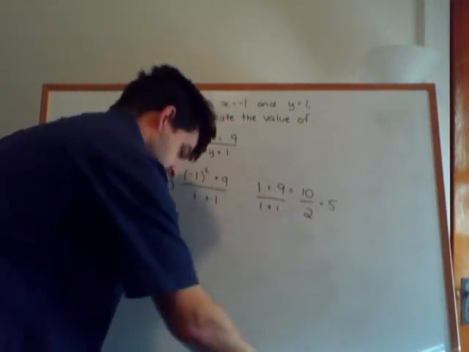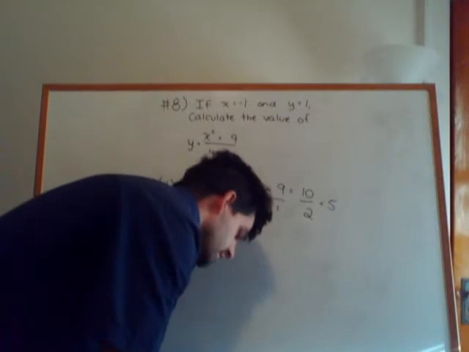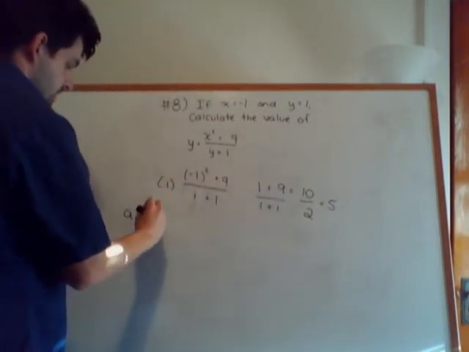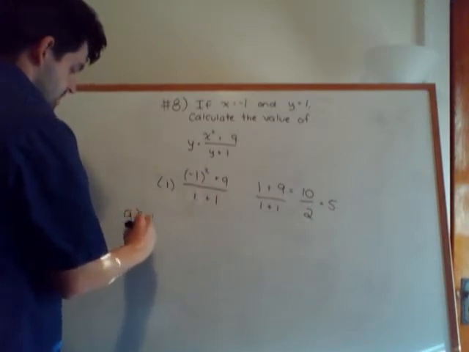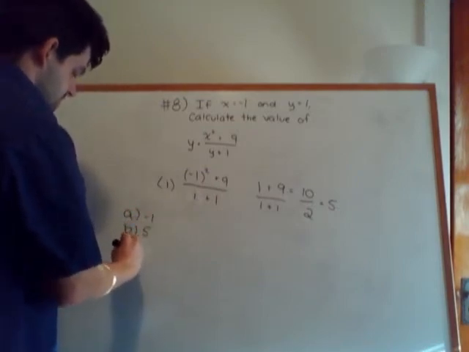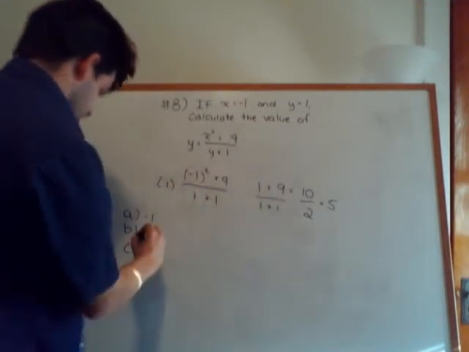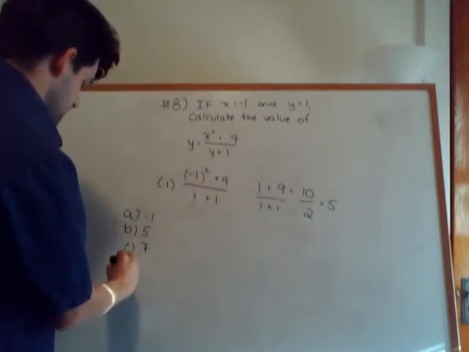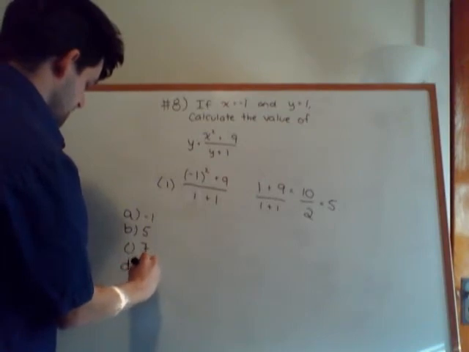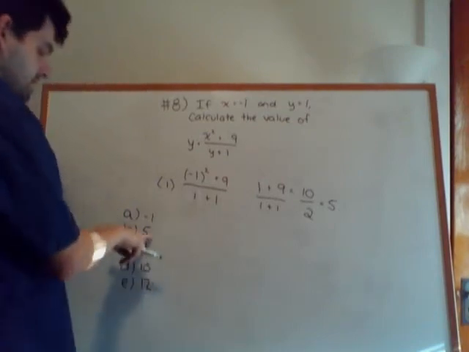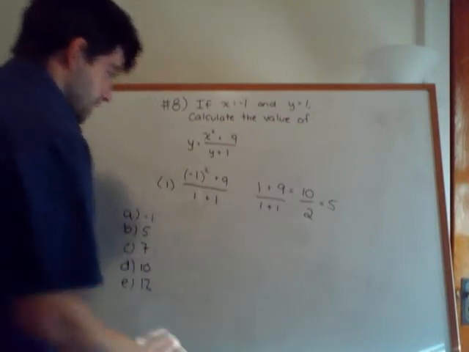I apologize, the answers they give us for this question are A, negative 1; B, 5; C, 7; D, 10; and E, 12. So we do definitely see 5 there as one of our options.